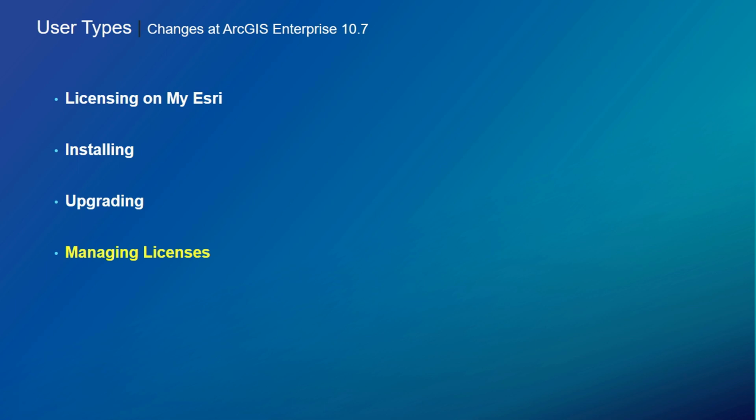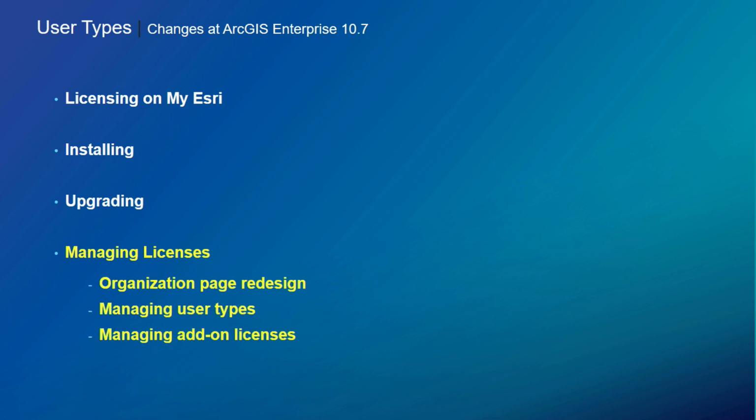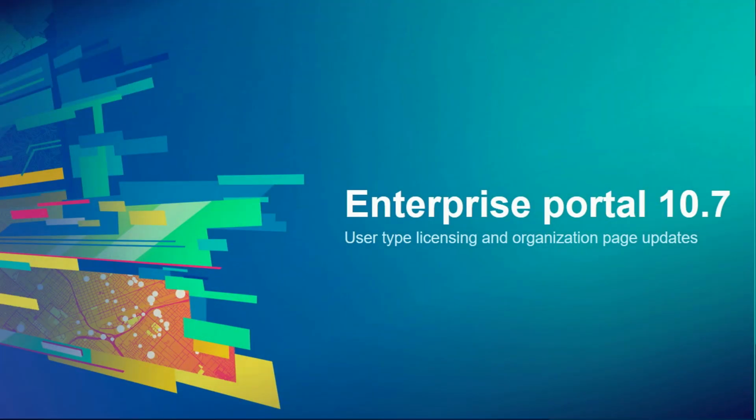The most significant changes you'll notice related to user types in 10.7 is the workflow for managing licenses in your enterprise portal. The organization page has been redesigned to handle user types as well as adopt a more modern look and feel. With that, there are new workflows for managing your users and add-on licenses. So I thought it would be more effective to walk you through the redesigned organization page and step through some of the main workflows for managing your user types and add-on licenses using a demo.